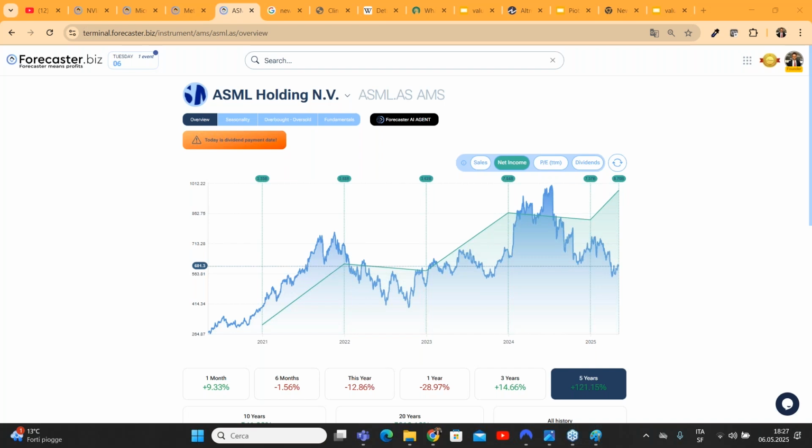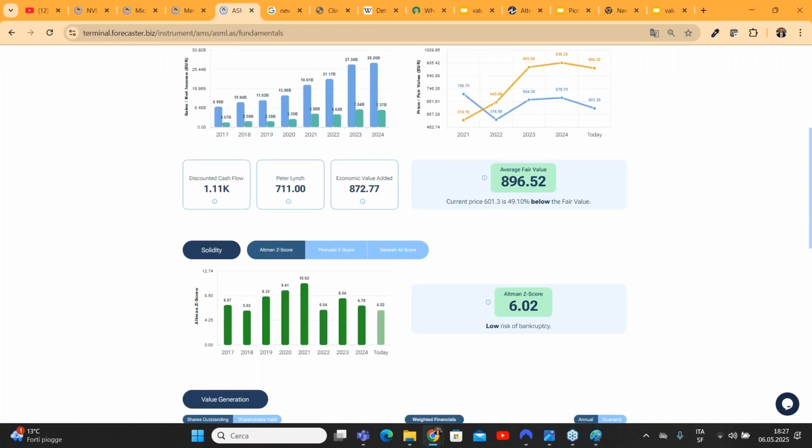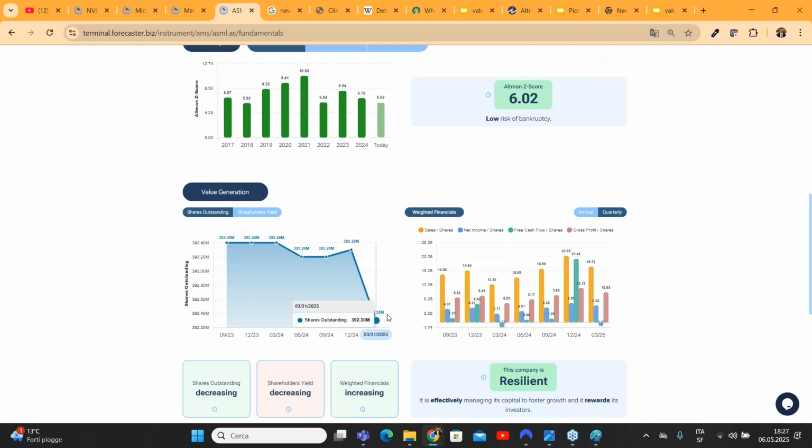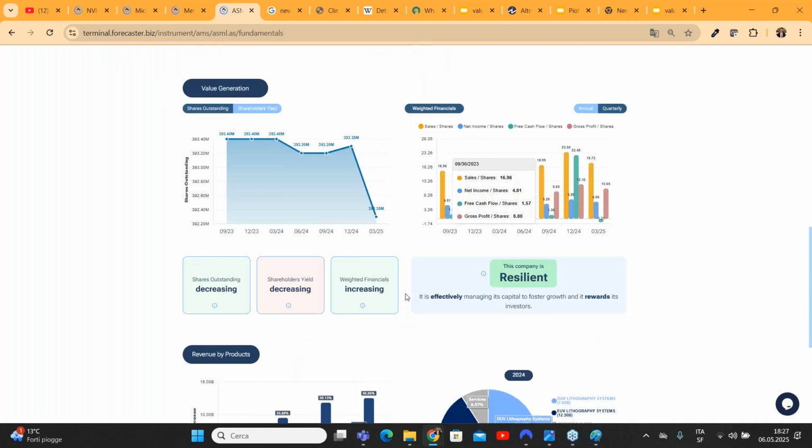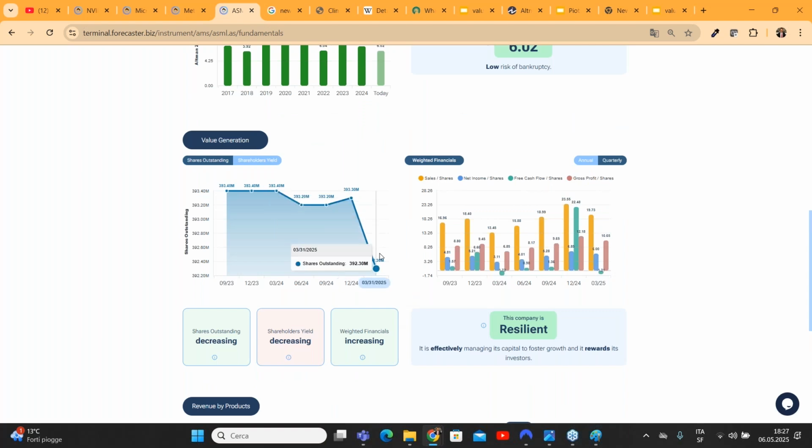And I have the confirmation that this company is amazing because if we look at the fundamentals and the share repurchasing, we can definitely see that the management is aggressively repurchasing their own shares. They did something great because the price is very low.